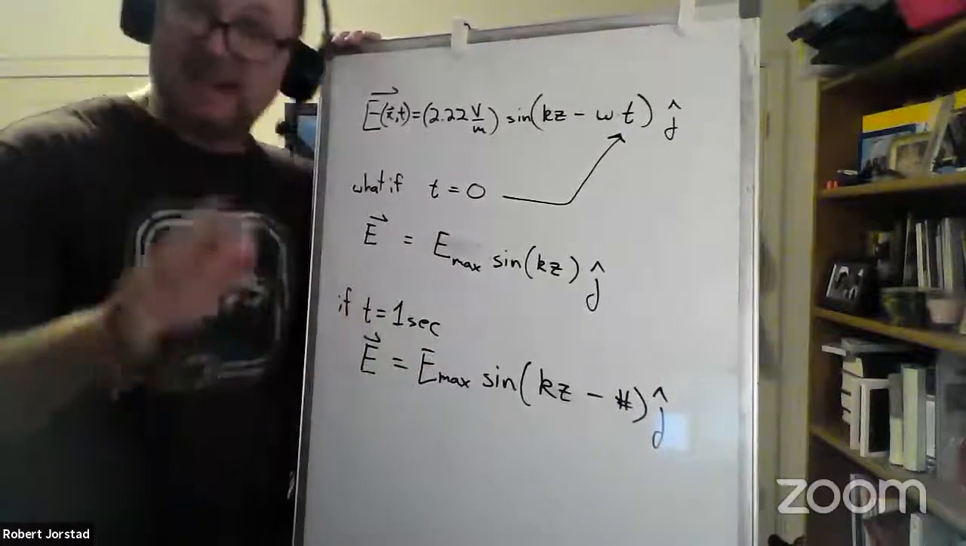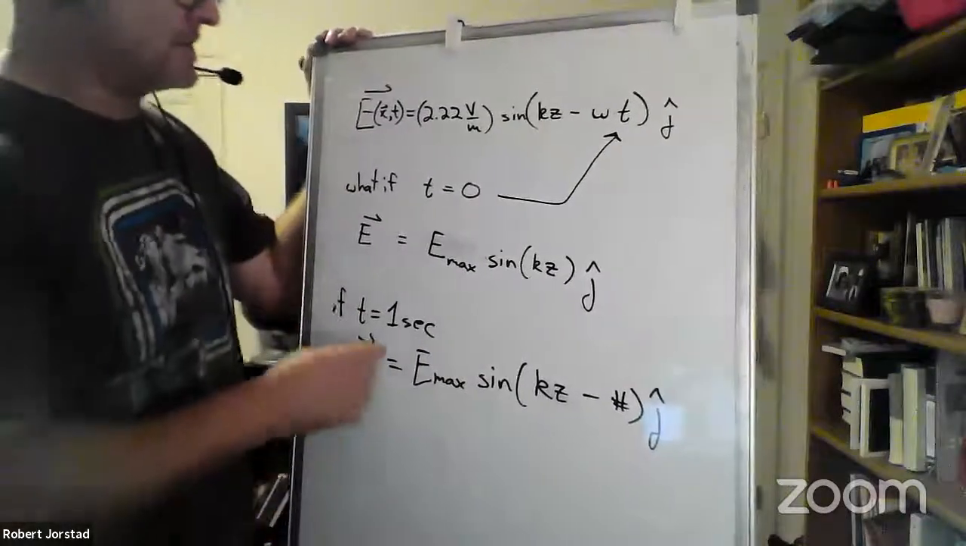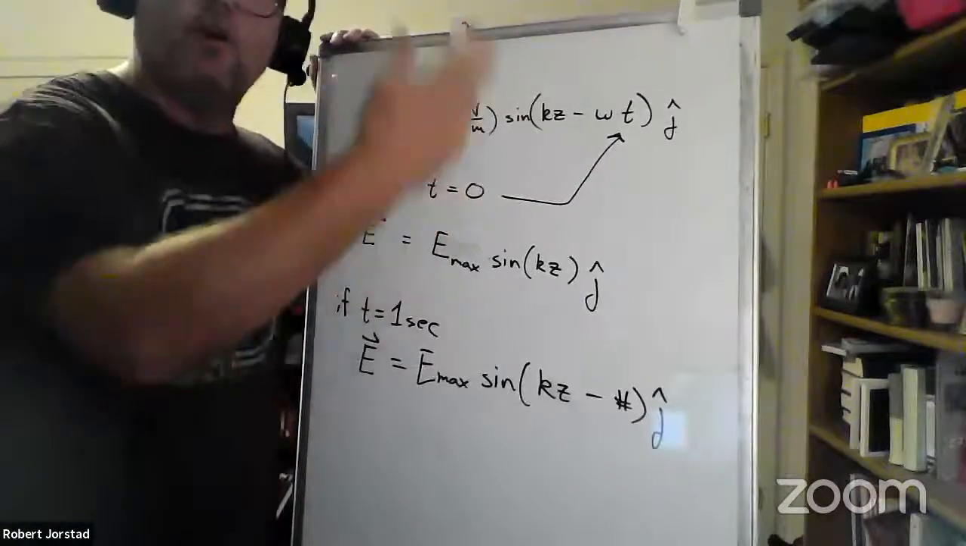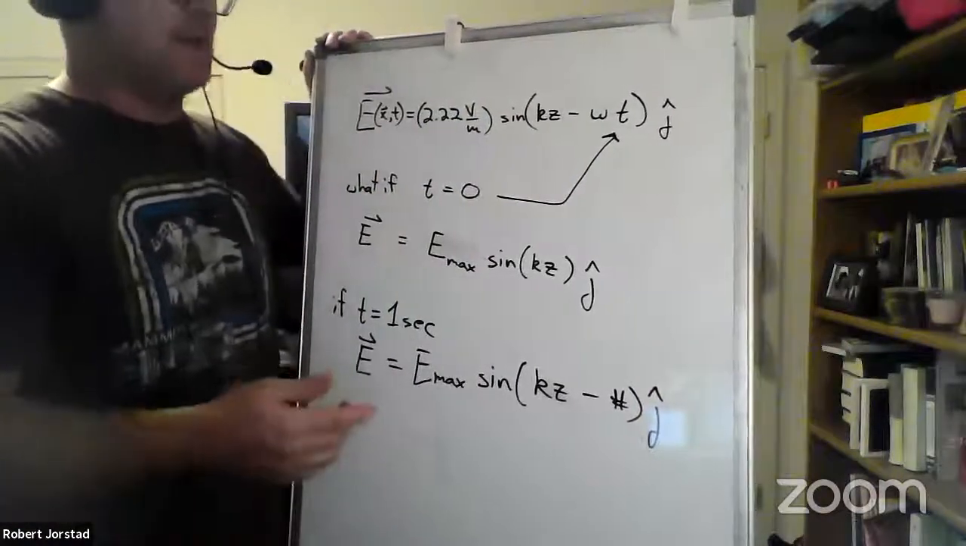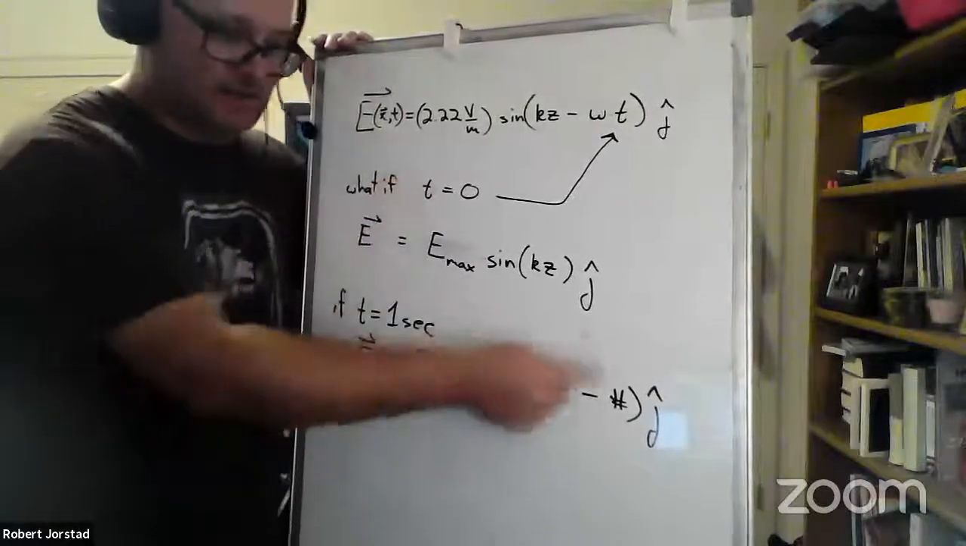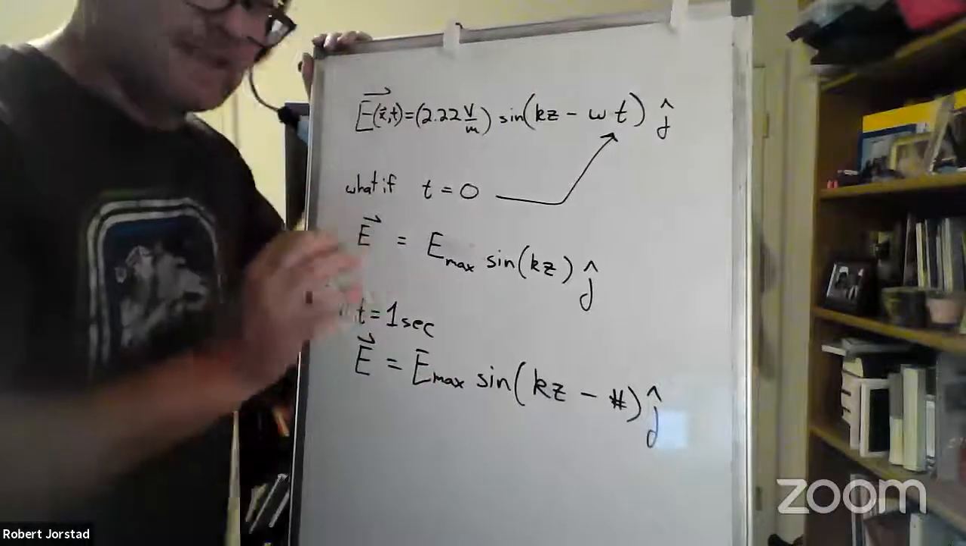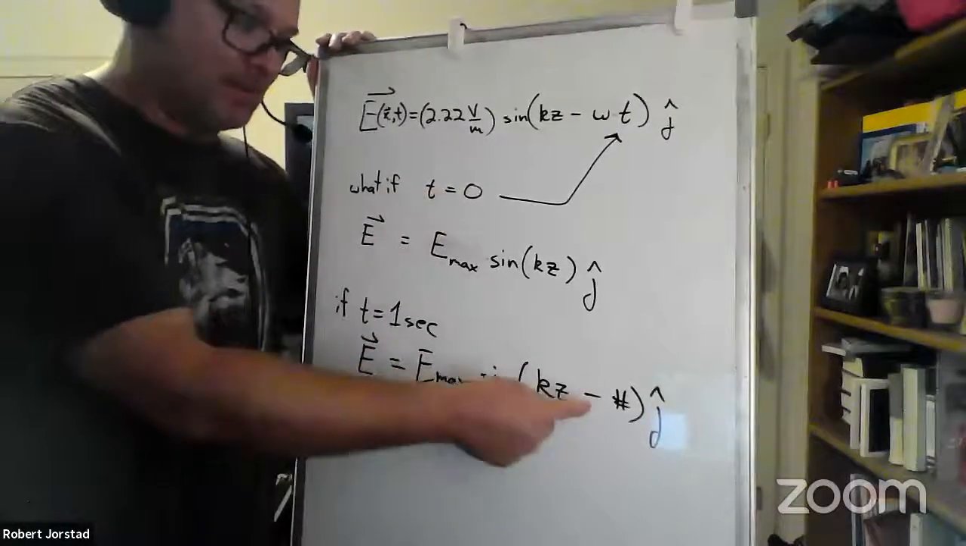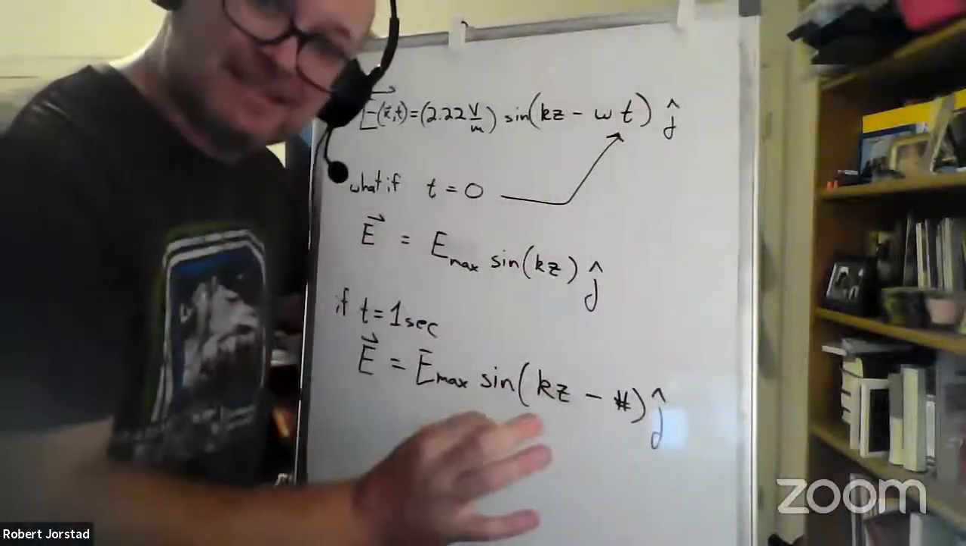Now the same thing is also true if you set Z equal to 0 and then look at the wave over time. So the idea here is if you take time and set it to a discrete value, at any one instant in time, you could plug in that number and see the wave throughout space.